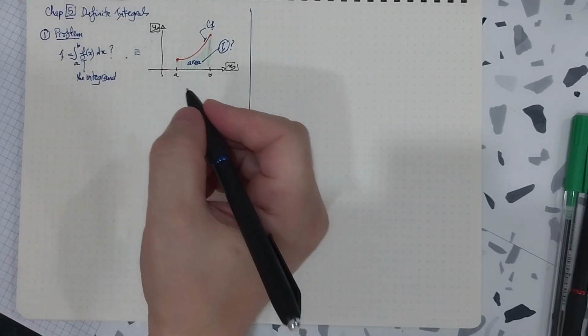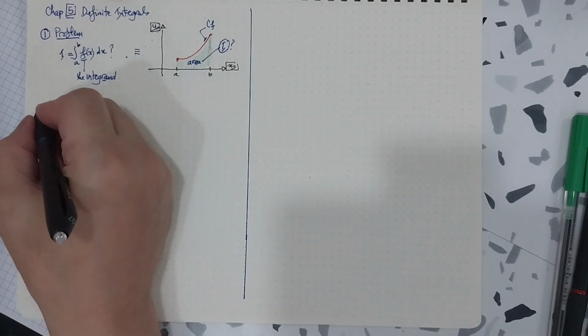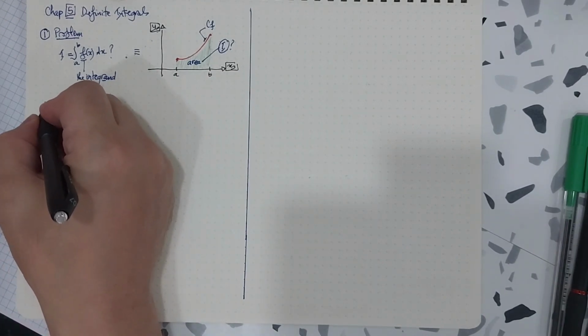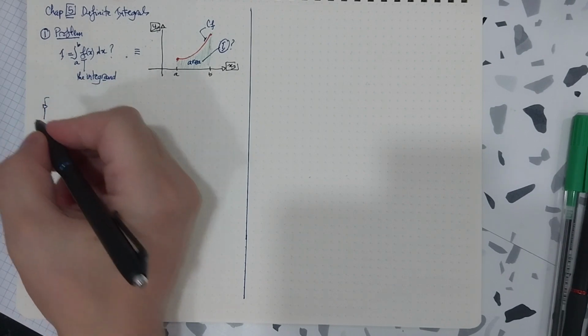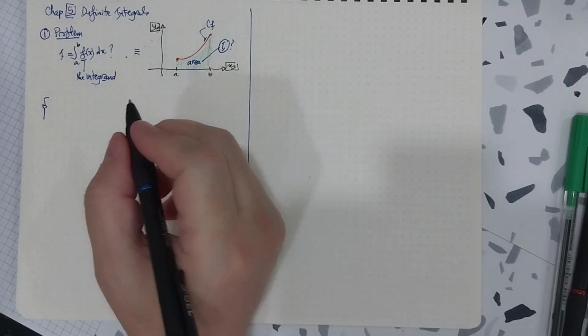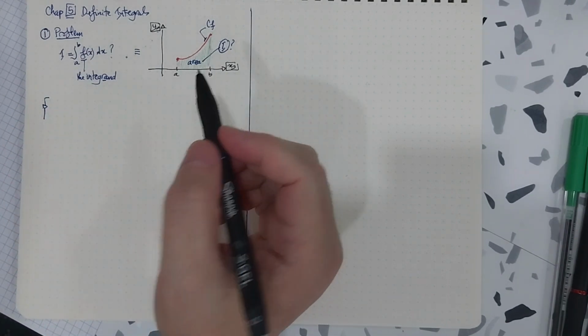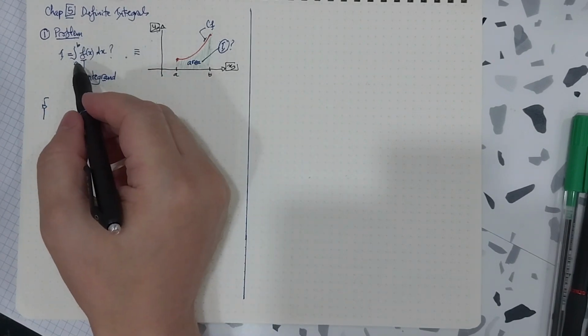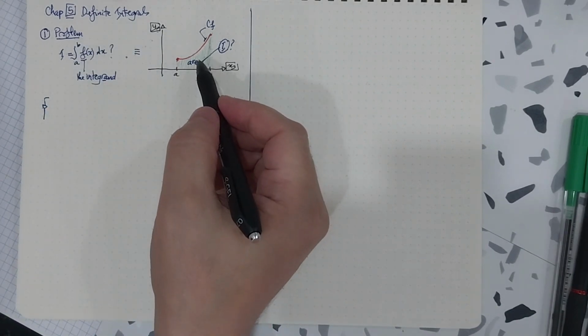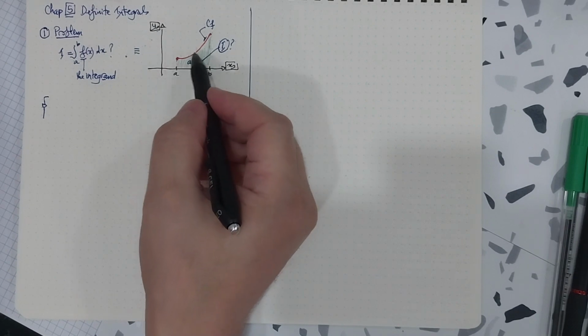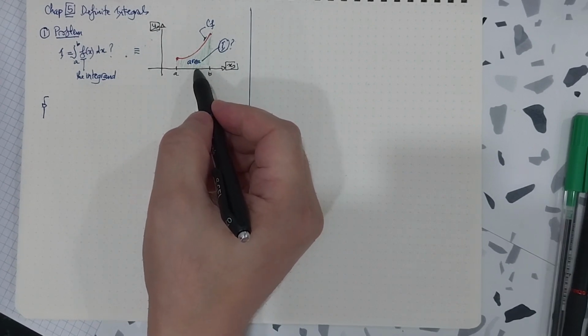So, this is important because there are people who are confused between definite and indefinite. Definite integral is a number. As I said, graphically it means the area between the curve and the axis.